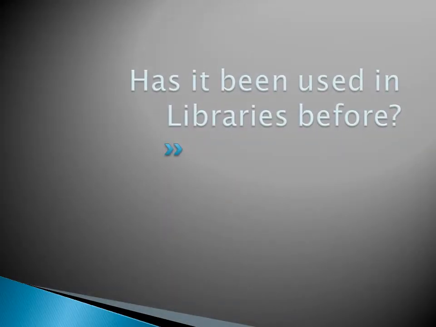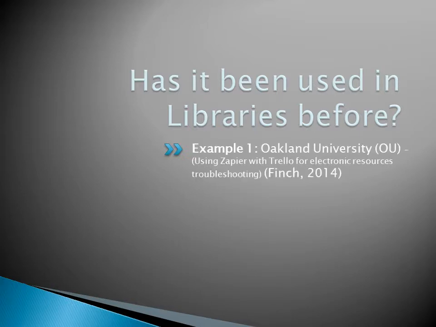In my research, I've found that Trello has been used in academic libraries before. One example of this is Oakland University. The digital assets librarian there, Megan Finch, chose to use Trello after failed attempts using other softwares to manage the workflow in her department in 2014. As Trello was already being used at the university, it was an easy transition because staff were already familiar with the software. The basic setup at OU is that when errors are reported by patrons on the library's website, it is sent via email to the e-resource mailing list.